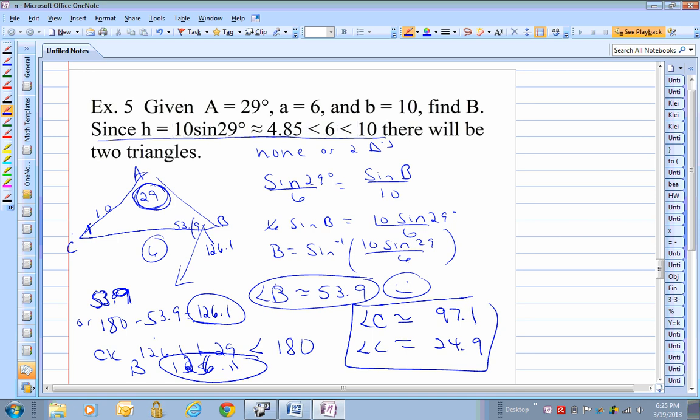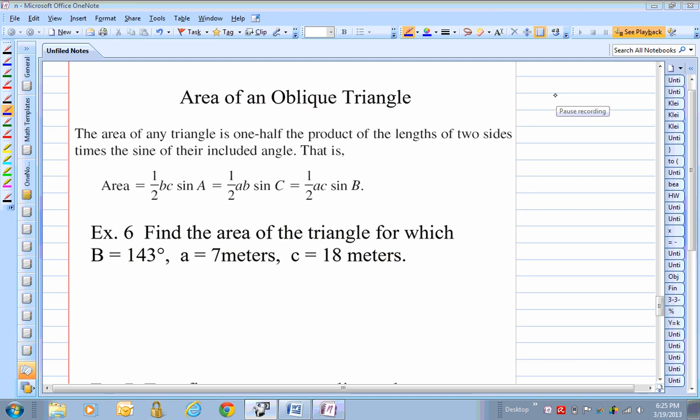All right, go Bearcats. Okay, finally tonight I want to talk about the area of an oblique triangle. This is going to be using the area formula for sine. We also have another area formula we'll talk about tomorrow. The area of any triangle is 1/2 the product of the length of the two sides times the sine of their included angle, and it looks like this.